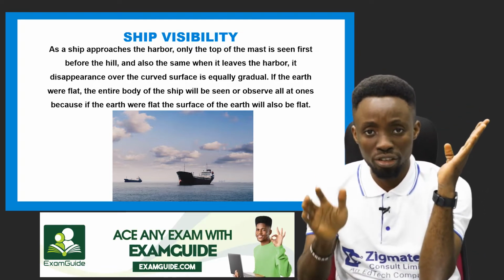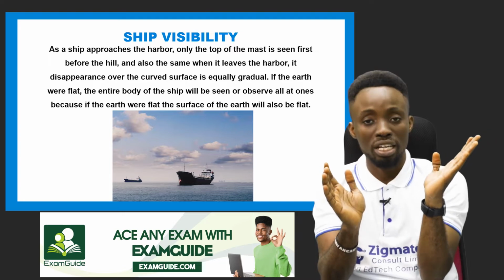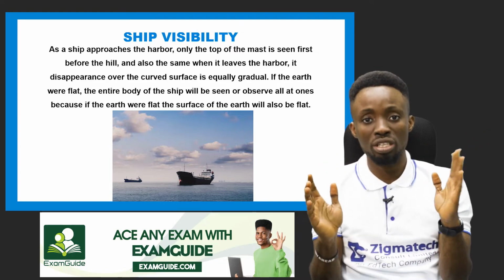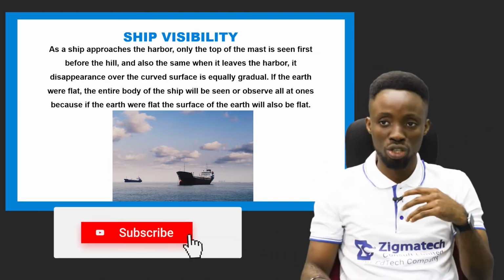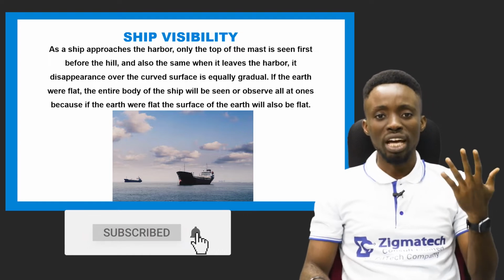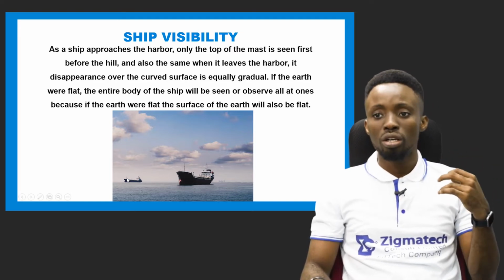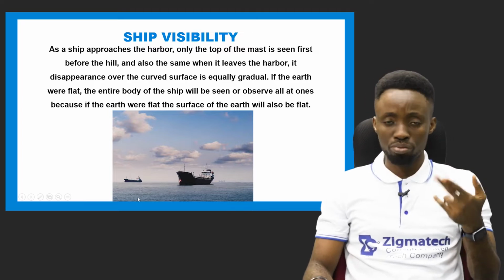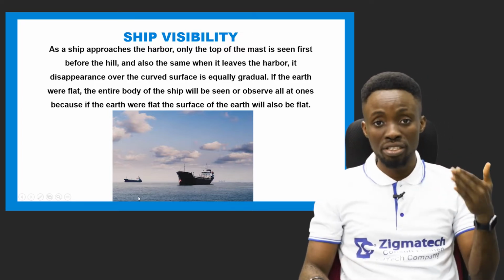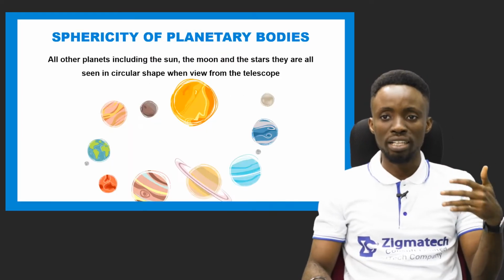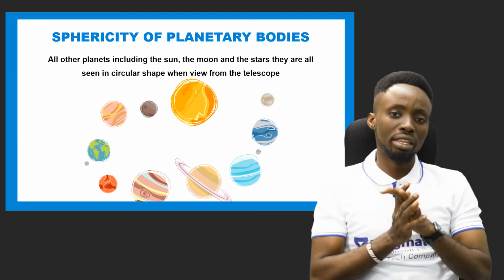then the full part appears as we progress till we begin to see the entire ship close to us. So that's what happens when the Earth is round. So this is one evidence that the Earth is round and not flat. Then we look at other planetary bodies.